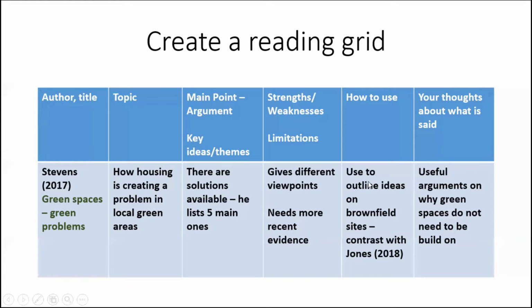Now, this is the useful column, because this is where you make connections with other sources you've read. So here, used to outline ideas on brownfield sites in contrast with Jones. So you can use it to do this when you're giving ideas on these sites. And also in a paragraph, you'll contrast it with Jones, who is another source that you've read as well. Okay. And your thoughts about what is said: has some good arguments about why green spaces do not need to be built up.